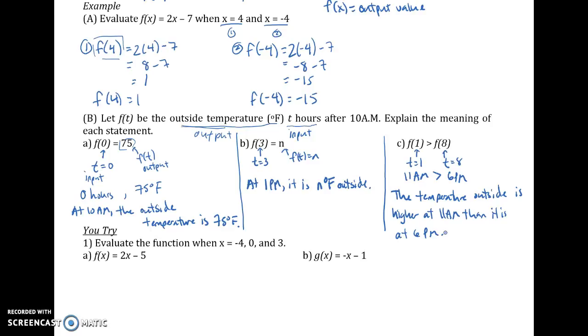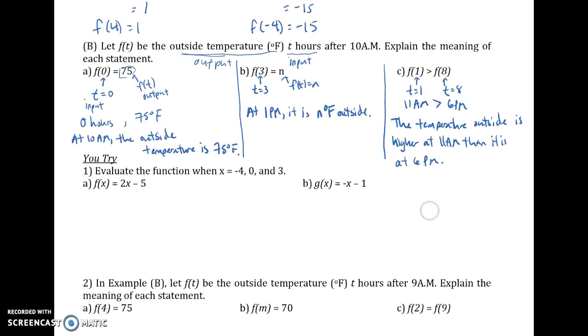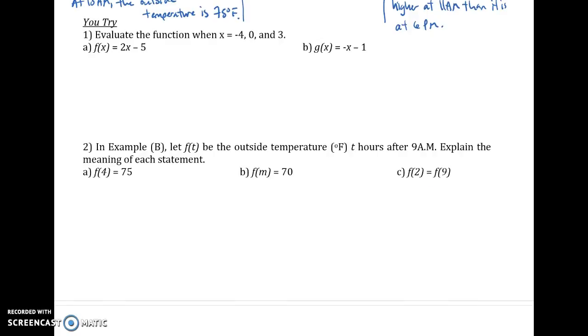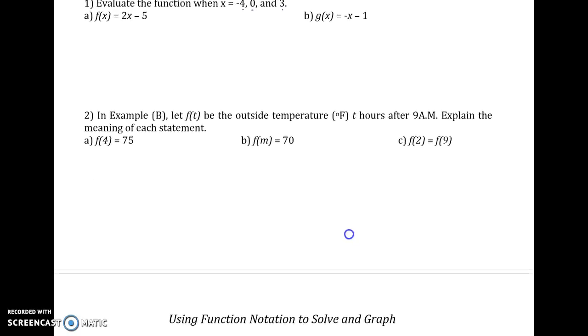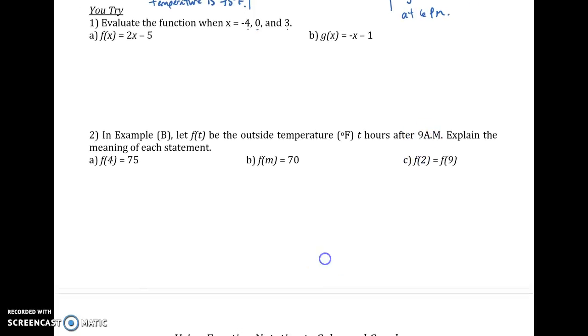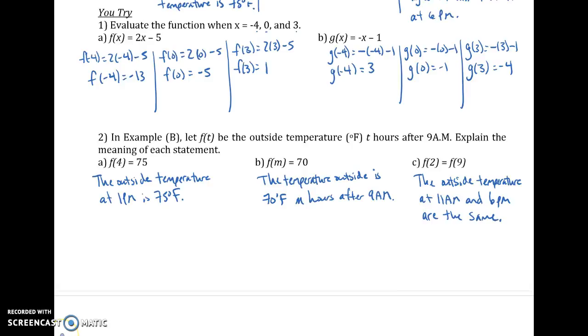Okay? So 2 things for you guys to try for that first You Try. Go for it. So number 1, same deal, plug in, but I want you to do 3 things, sorry, -4, 0, and 3. Make sure you check that. And then number 2, think about how you can explain, again, the outside temperature after 9 a.m. So read that carefully. So go ahead and try that out.